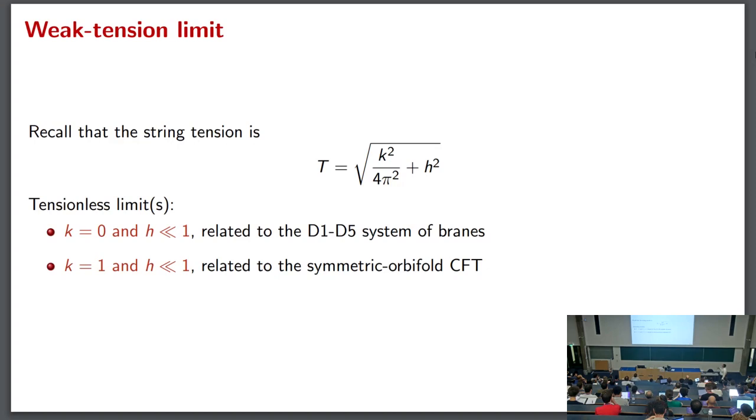Remember, the tension was sourced by K and H in this way. So if you want to go to small tensions, there are two ways. The most natural would be to say K should be 0, and H should be as small as possible. And that's something related to the D1-D5 system. But there is another tensionless limit, as it is called, which actually has a little bit more tension. It's K equal 1 and H very small. And that's related to this famous symmetric product orbifold CFT. So let me tell you about the latter first, and then I'll go back to the D1-D5 system.